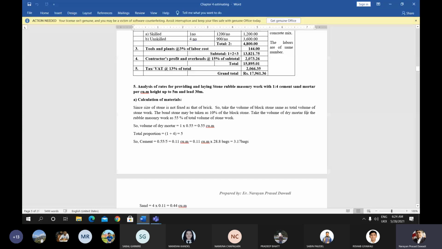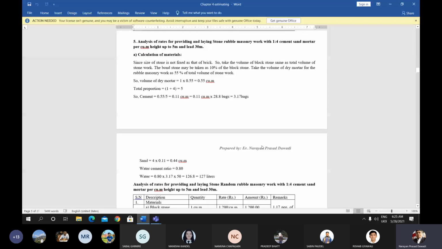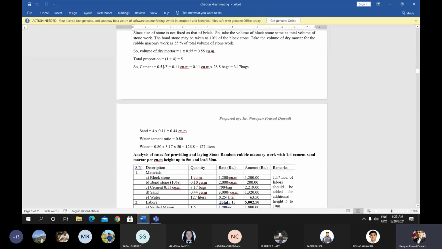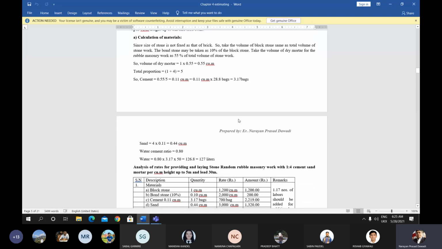Now the proportion is given as 1 is to 4, so the total proportion will be 4 plus 1 equal to 5. Cement is equal to the total volume of the dry mortar divided by 5. You will get the value of the cement as 0.11 cubic meter. In 1 cubic meter there are 28.8 bags. You can use 30 bags also, which gives the value of 3.17 bags. Now for sand, 4 times the volume of cement, 0.11, gives 0.44 cubic meter. Now the water cement ratio for the mortar is taken as 0.80.